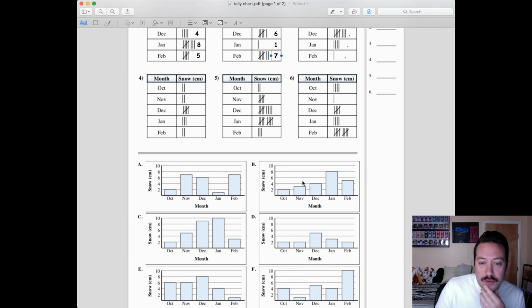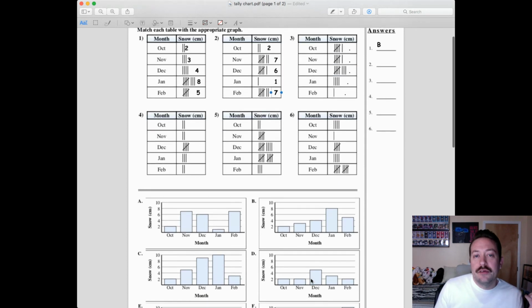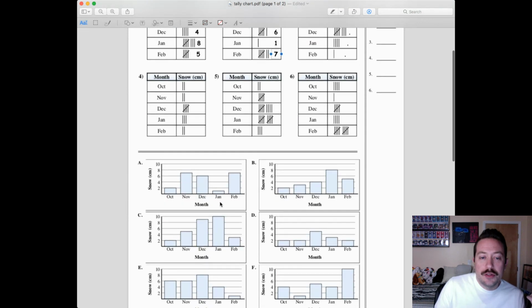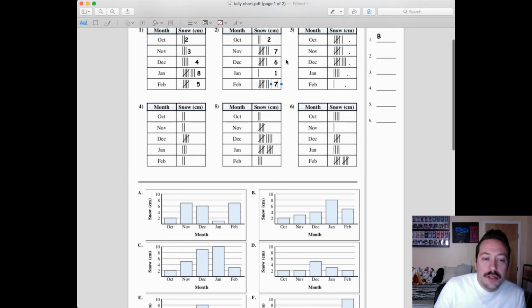Okay, November is 7. Well, here's November 7. This November is not 7, so it can't be that. This November is not 7. Nope, nope, nope. Oh, look at that. I already found it. So it's going to be letter A, because letter A has 2 centimeters, then 7 centimeters, and if I keep checking, December is 6, January is 1, and February is 7. Look at that, letter A.